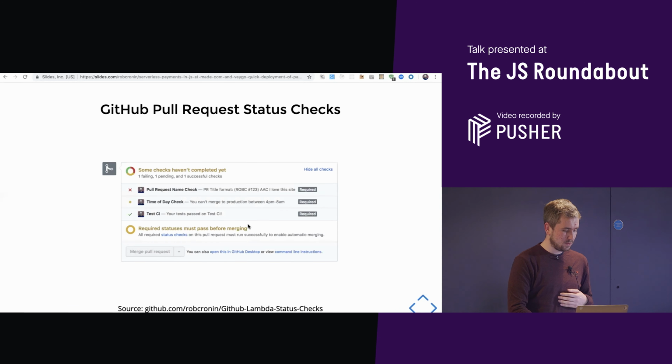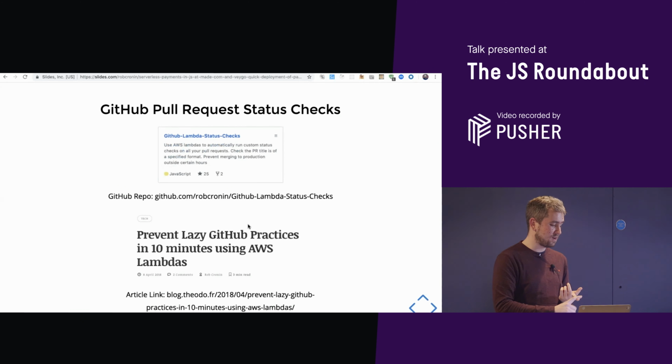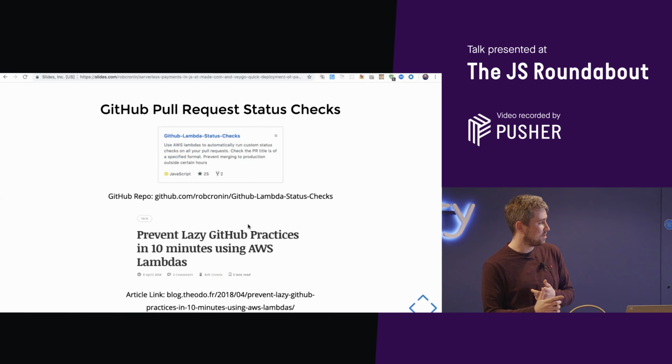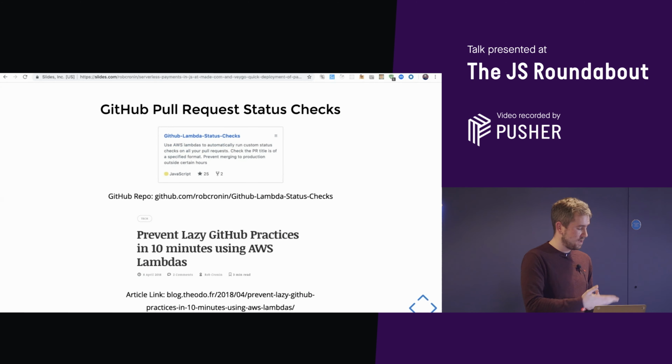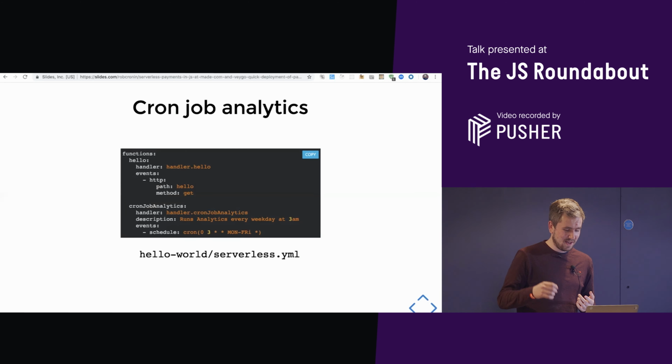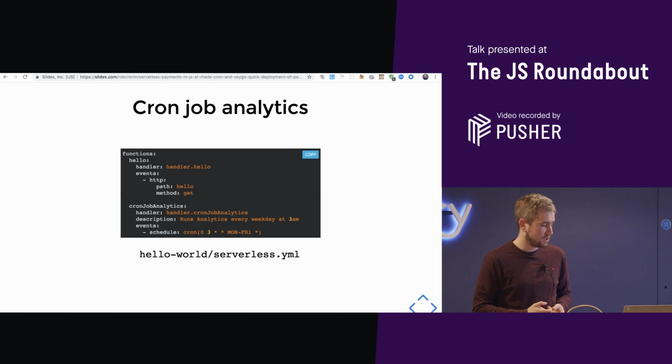So that was one use case, with an article written on it and a repo that you can use if you're interested in using it on your own project. Again, the links are available on slides.com/Rob Cronin. The other one we did was for using cron jobs.